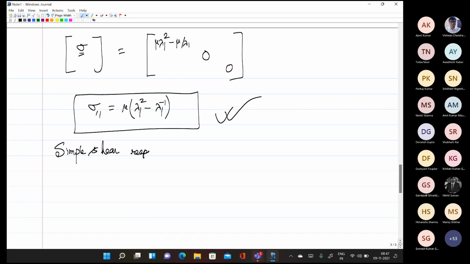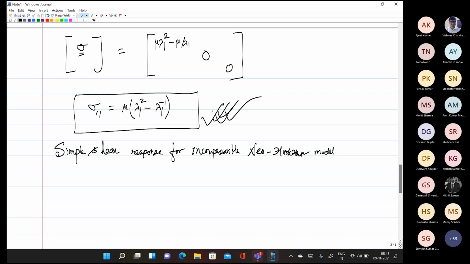So, simple shear response for the incompressible neo-Hookean model. If I ask you similar questions in the exam, you should be able to do it. This is the response for uniaxial loading of a neo-Hookean model. How does sigma 11 change as you change lambda 1? Okay, any questions so far?